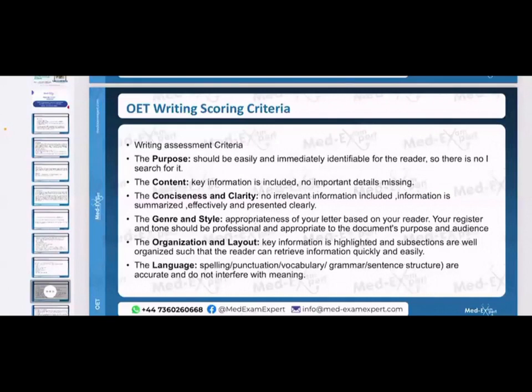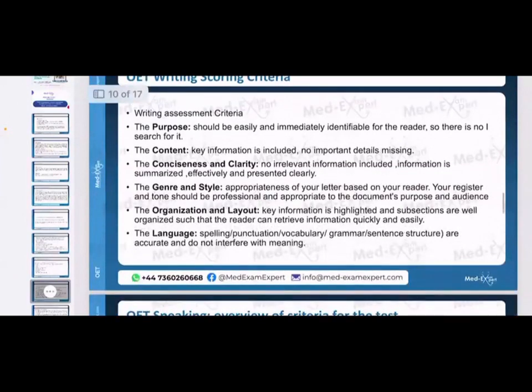Next, the content: the key information is included. No important details should be missing. And for clarity, no irrelevant information is included. Information is summarized effectively and presented clearly. So these are the points that would be helpful for you while you are writing a letter.